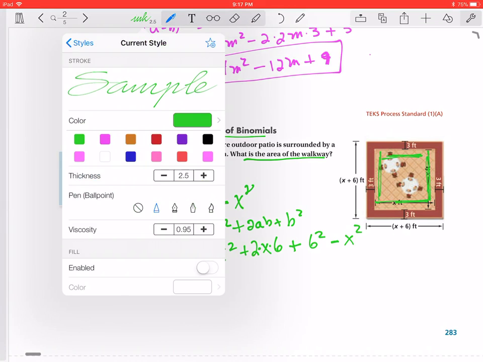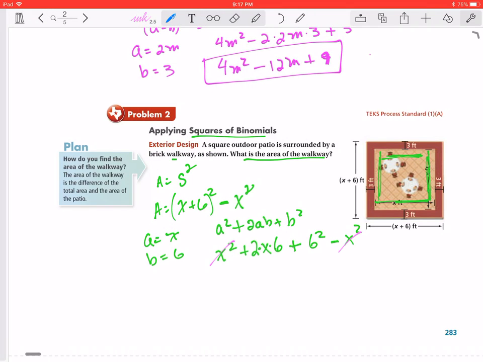Okay, now look. The x squares are going to cancel because I have a positive x squared and a negative x squared there. So those are going to cancel out. Now I'm just left with 2 times 6, which gives me 12x, plus 6 squared, which will give me 36. Now, I can stop there. So I can say that the area of the walkway is 12x plus 36 feet squared. So that is the area.